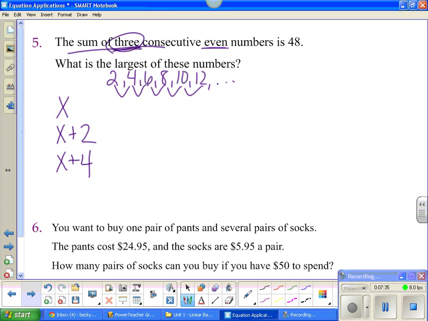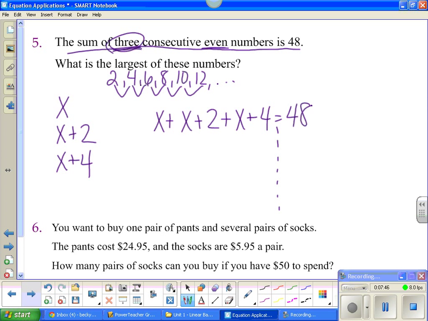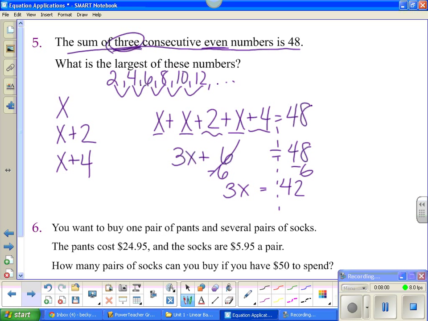It says the sum of all 3 of them is 48. So I have 1, 2, 3 x's. The 2 and the 4 gives me a 6. Subtract 6 from both sides. 42. Divide by 3. X equals 14. So that's this one. It's 14. So the next is 16. And the last is 18.